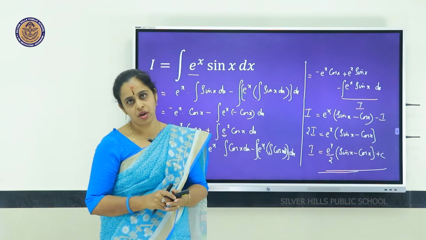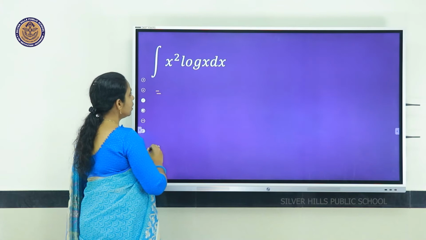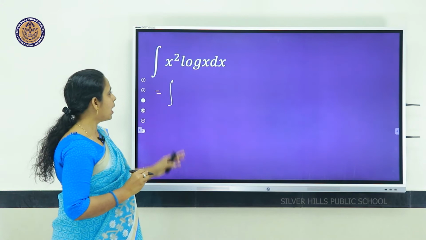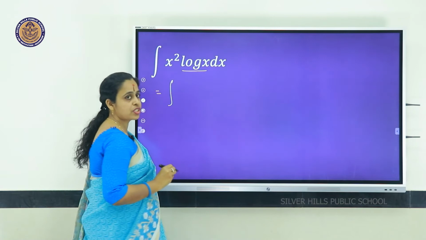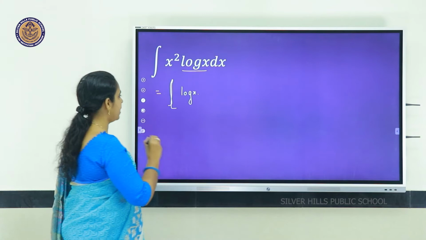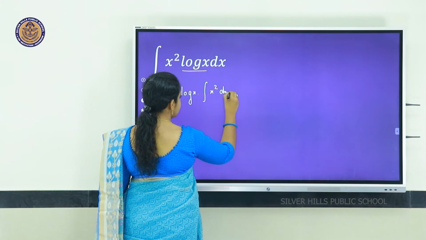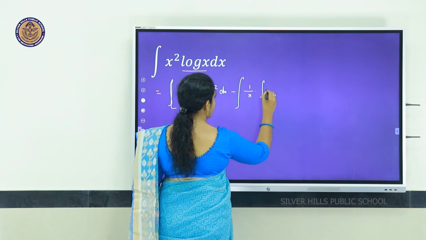Let us do another question of applying the product of two functions integration. Here you can see x square, an algebraic function, and second a logarithmic function. ILATE: A comes after L. So let us take log x as the first function. So we can write first function into integral of second, minus integral of derivative of log x, 1 by x, into integral x square dx.